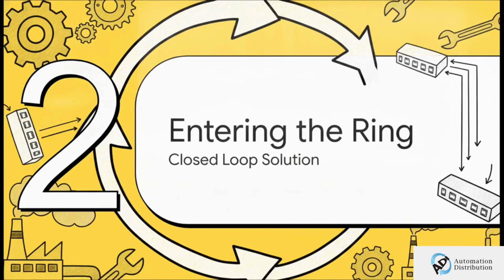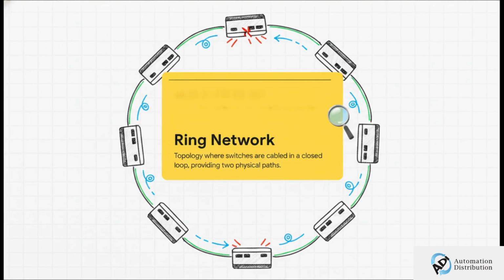That brings us to Section 2, entering the ring network and the closed-loop solution. The way we solve that dead-end problem is by using what's become the absolute gold standard for the plant floor, the ring network. This is an industrial Ethernet topology where your switches are cabled together in a closed loop. That means every single device has two physical paths to the rest of the network, not just one.